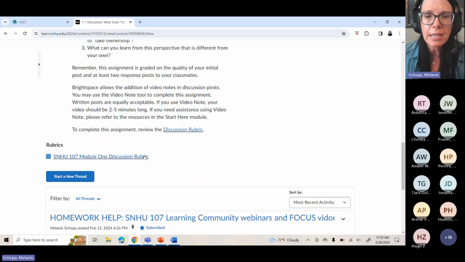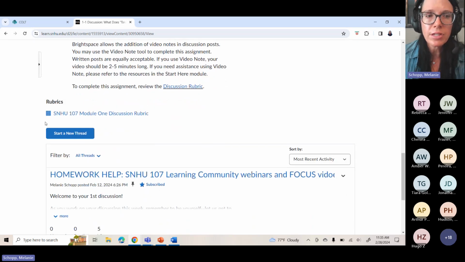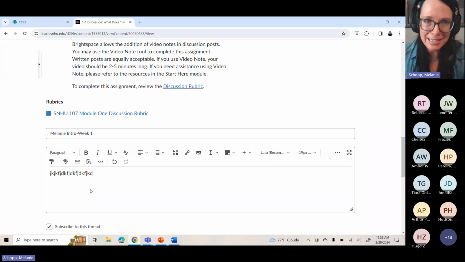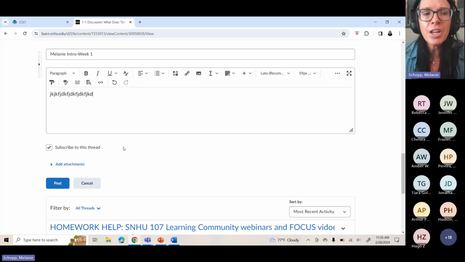Students are like, how do I even get started? Well, you want to click on this Start a New Thread. And when you do that, you put in your subject. So let's say Melanie Intro, week 1, it can be whatever you want. And then you'll type right in here. Make sure you write in complete sentences. Make sure you spell check. Please capitalize the word I and spell out the word you, okay? And then you would click Post. If you click this little box that says subscribe to thread, then it just means that when people respond to your post, you'll get a quick little email, okay?